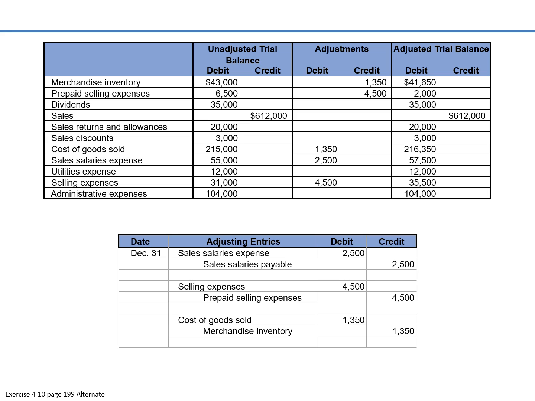So 43,000 less a credit of 1,350 is 41,650. 6,500 less a credit of 4,500 is 2,000. Dividends doesn't change, sales doesn't change. Neither does sales returns and allowances or discounts. And then your adjustments in your cost of goods sold, salaries expense, and administrative expense, add across. And then carry the rest of them that didn't change across to your debit column.